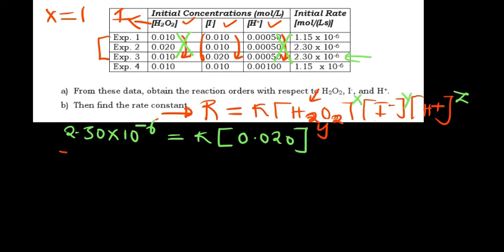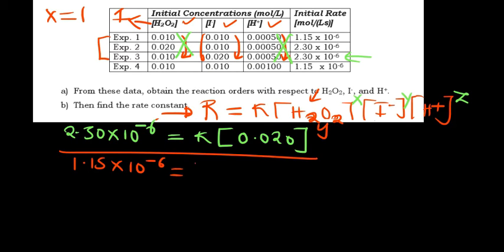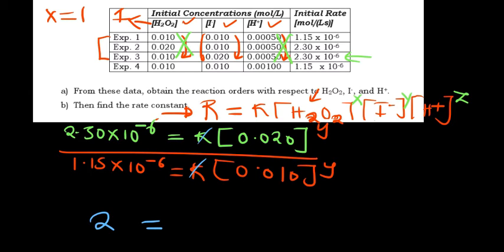Divide by the first experiment, 1.15 times 10 to the power negative 6. Equally, we'll just consider the iodide, which was now 0.010, to the power Y as well. So of course that gives us a 2 on the left. K will of course divide. That will give us now a 2 to the power Y again. So you can clearly see that even in this case Y still becomes 1.